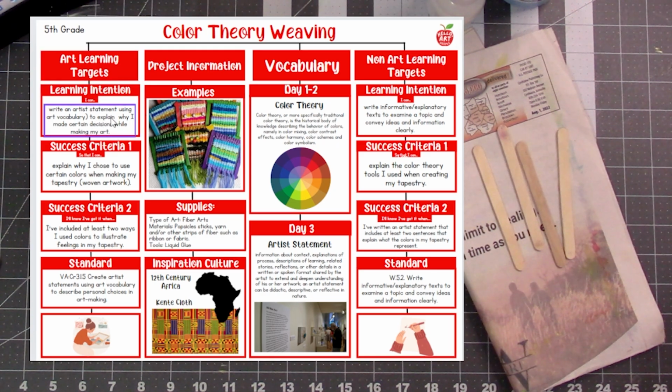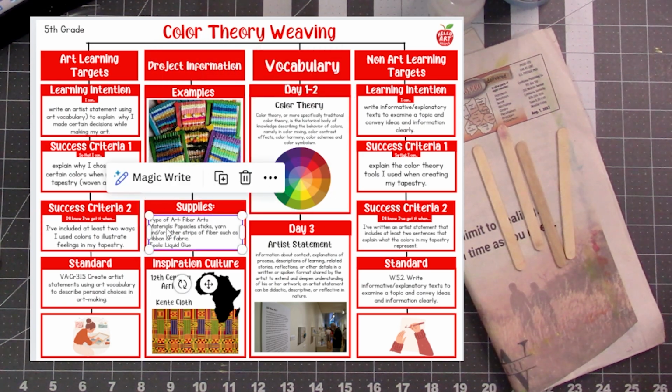I can write an artist statement using art vocabulary to describe why I made certain decisions while making my art, so that I can explain why I chose to use certain colors when making my tapestry, which is woven artwork like this. I'll know I've got it when I've included at least two ways I used color to illustrate my feelings in my tapestry. And again, the tapestry is just an artwork created by weaving, okay? This type of art is fiber arts.